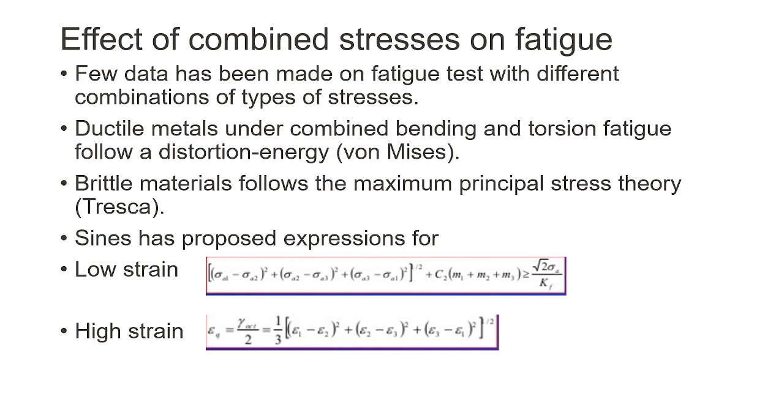Now coming to the effect of combined stresses on fatigue. Few data exist on fatigue tests with different combinations of types of stresses. Ductile metals under combined bending and torsion fatigue follow the distortion energy principle, that is von Mises, whereas brittle materials follow the Tresca yield criterion, the maximum principal stress theory. Scientists have proposed expressions for low strain and high strain, and both von Mises and Tresca can be obtained using these kinds of equations.